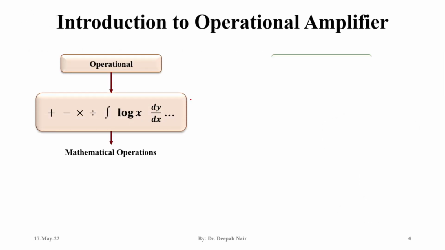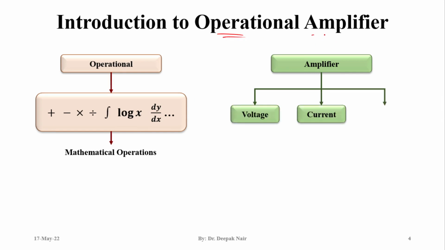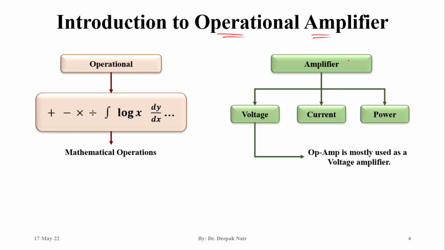First of all, operational amplifier is made up of two words, operational and amplifier. The word operational means mathematical operations. So using these ICs we can design almost all kinds of mathematical solutions, like adders, subtractors, multipliers, dividers, integrators, logarithmic circuits and differentiators. Of course we can design many more complex circuits using operational amplifiers. Therefore the word operational stands for mathematical operations.